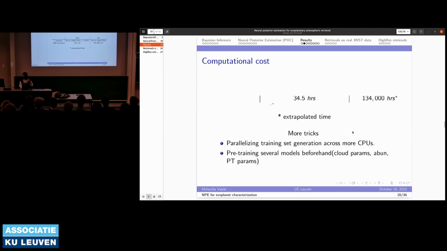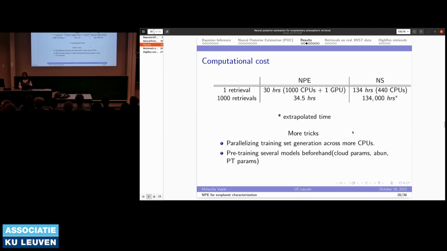And you can further have more tricks to be more efficient in performing retrievals, by parallelizing the training set generation using more CPUs, or by training several models before you have access to the data. In that sense, you can already be ready for your retrievals.